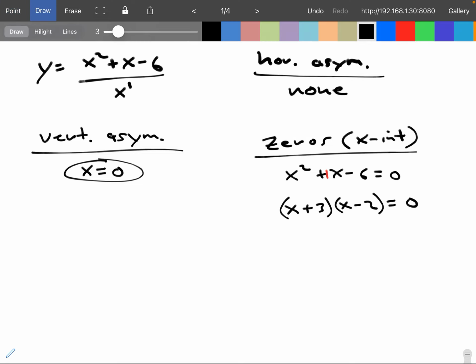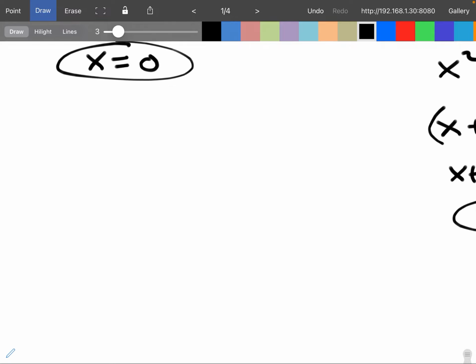Then we set each of these factors equal to 0. So we set x plus 3 equal to 0, and we set x minus 2 equal to 0. Solving each of those, we get x equals -3, and for this one we get x equals +2 after we add 2 on both sides. So there we go. Those are our x-intercepts. And I think that's all we have to do so far for this one.